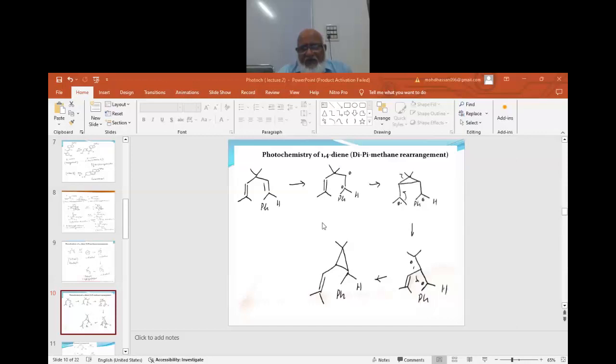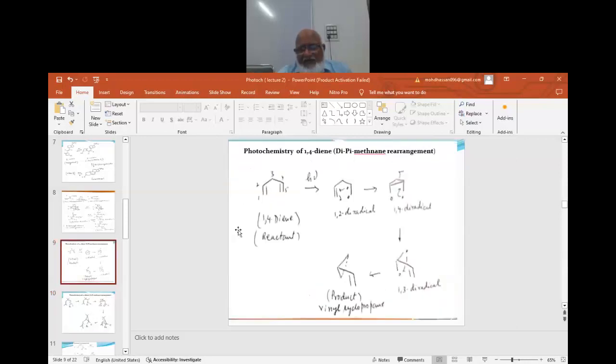Okay, so this is an example of the photochemistry of 1,4-diene. This is the basic skeleton of a 1,4-diene. Under photolytic conditions it can go to a 1,2-diradical, then the cyclopropyl radical, and then cyclization. So you can see an open chain going to the cyclopropane ring.